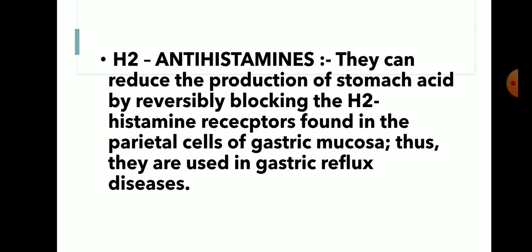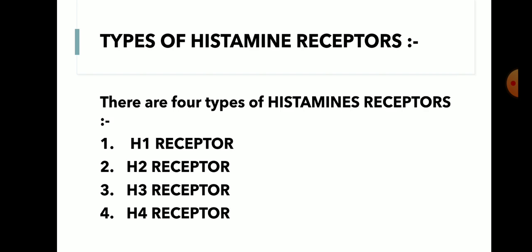The second one is H2 antihistamines. They can reduce the production of stomach acid by reversibly blocking the H2 histamine receptors found in the parietal cells of gastric mucosa. Parietal cells are the epithelial cells that secrete hydrochloric acid. These cells are located in the gastric glands. Thus, they are used in gastric reflux diseases.